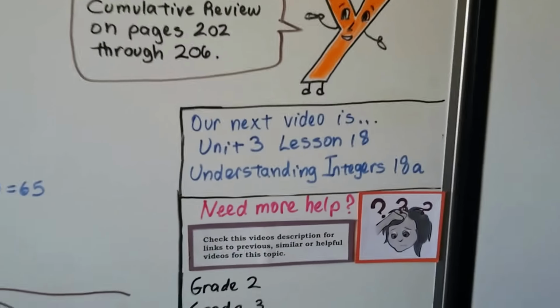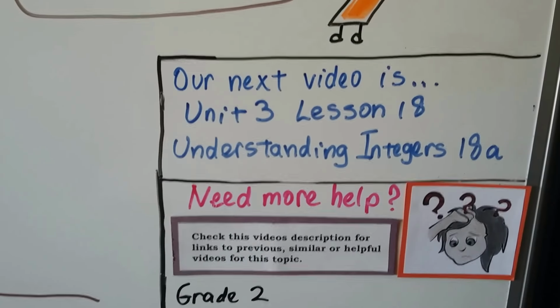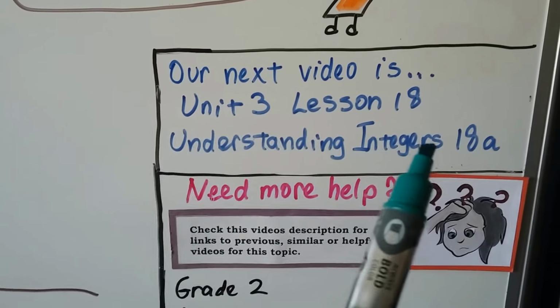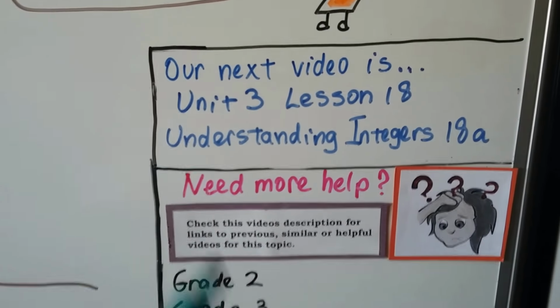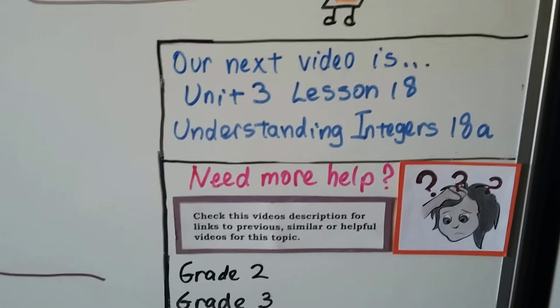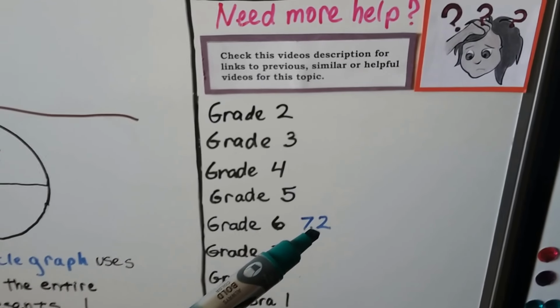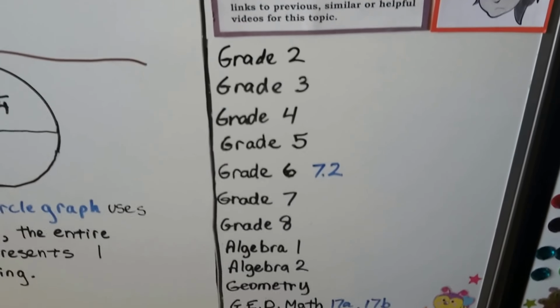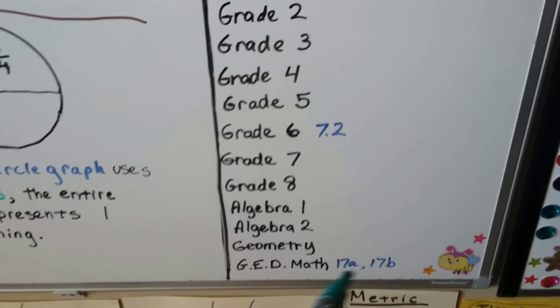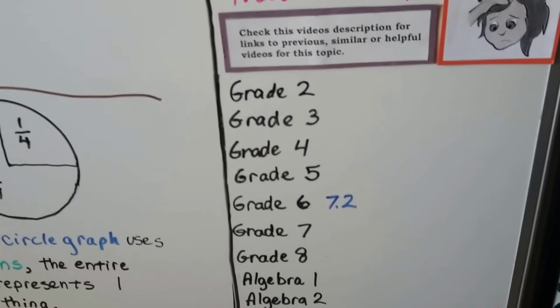So our next lesson, we're moving to Unit 3. It's Lesson 18. And we're going to be understanding integers. It's 18A. That's negative and positive numbers. There's going to be a link to the Grade 6 Math 7.2 video that talks about circle graphs and pie charts, and there'll be links to 17A and 17B, which were part of this graph lesson, okay?